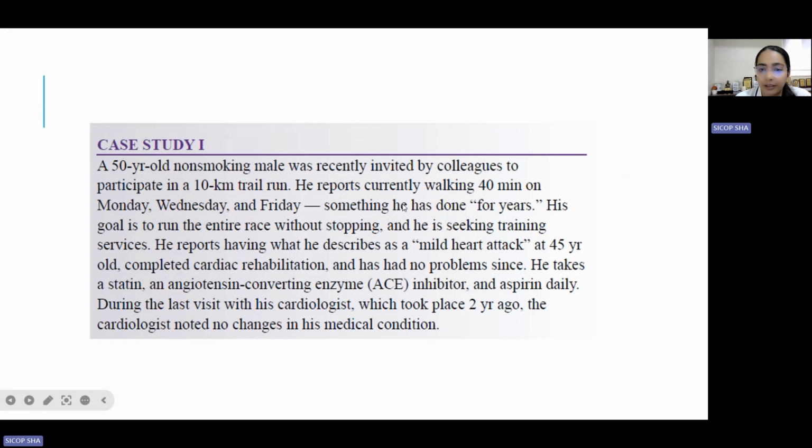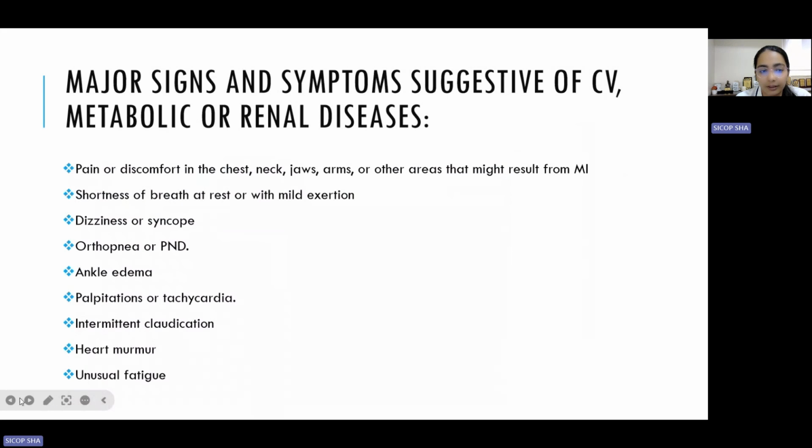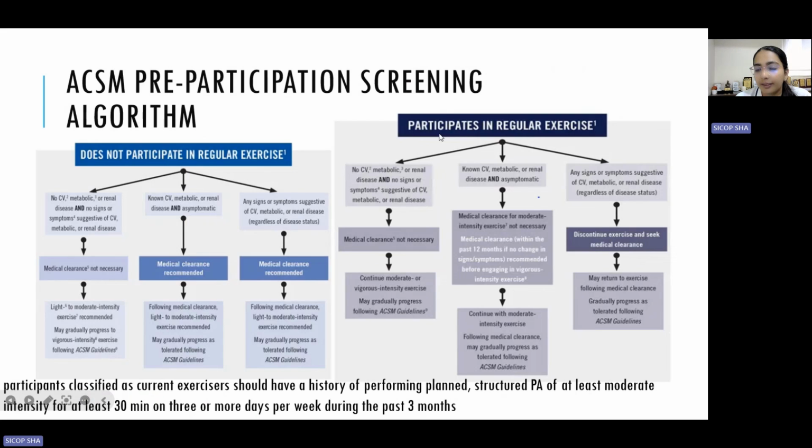So if we are talking about this particular case, then the patient comes under the category of regularly exercising. He now wants to do vigorous intensity exercise. But the patient, even when he does not have any current symptoms, does possess some known cardiovascular, metabolic, and renal disease. Hence, medical clearance for moderate intensity exercise, which he is clearly doing, is not necessary. But as he wants to progress to vigorous intensity exercise, medical clearance would be needed. And then he can continue.